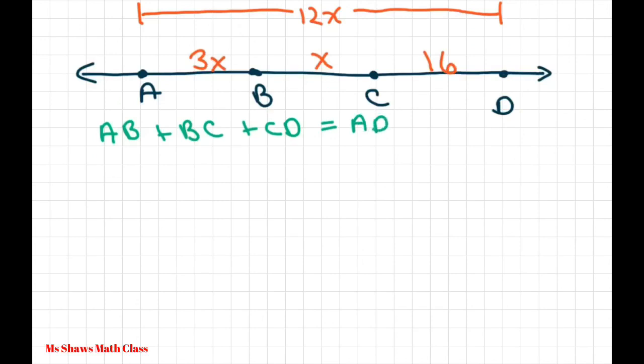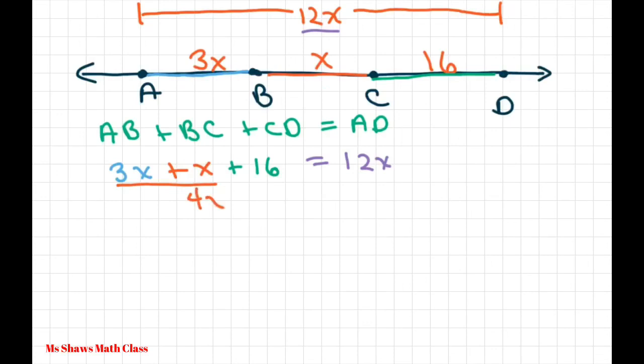And we're also going to check our solution. So let's fill this in by substitution. AB is actually 3x, this part. All right. BC is x. And then CD is going to be 16. And finally, AD is 12x from here. So now we're going to solve for x. So we have 4x plus 16 equals 12x.